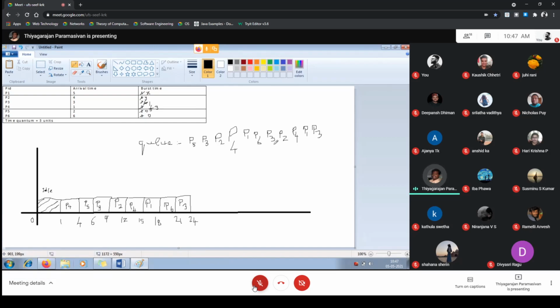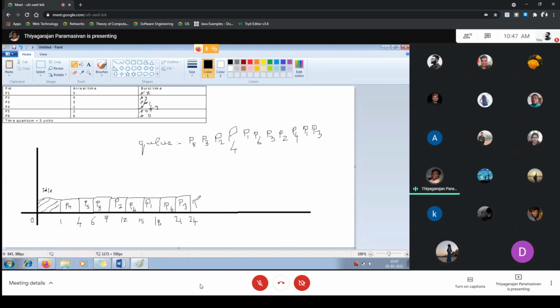Okay, understood or not? Yes, sir. So now what is the next process in the queue? We have P2. So we'll allocate P2 for the process here. What is the execution time of P2 now? 3 units. So we can allocate the full time quantum here. If we allocate the full time quantum, it is nothing but 27.